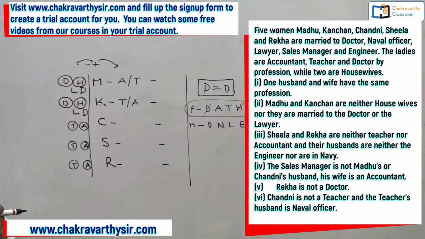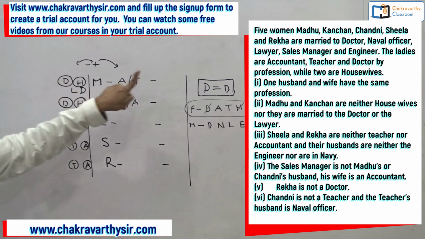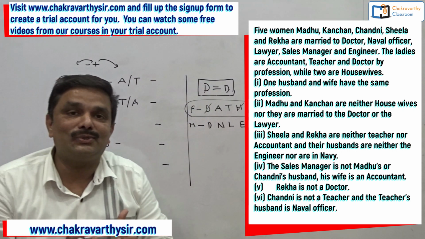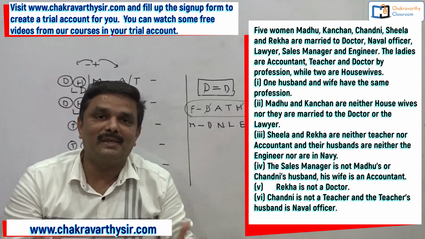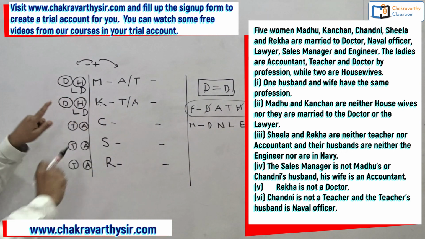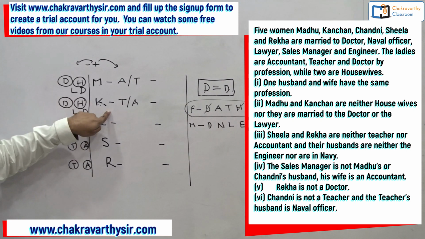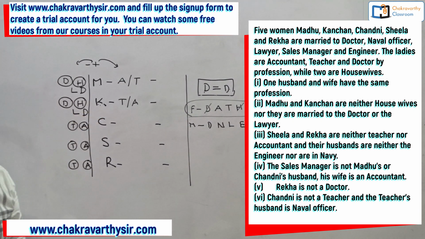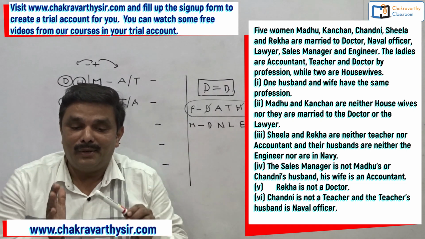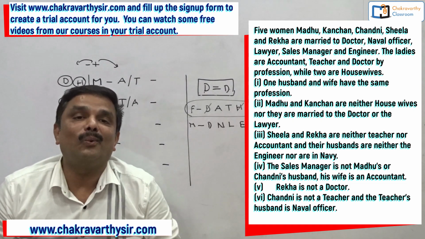How did I find it out? Because of this information. How did I get this information? Because of this and this combination. Yes or no? This is the best out of the best ways for puzzle. Now I have completely utilized the second information. Right, now go for the third information here. Third one, Sheila and Rekha are neither teacher nor accountant.